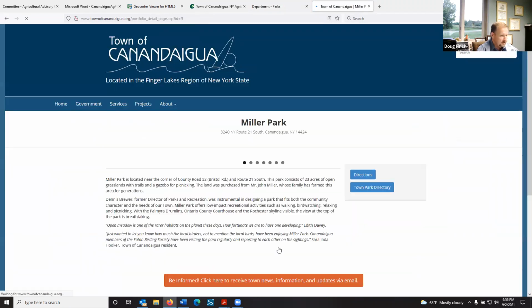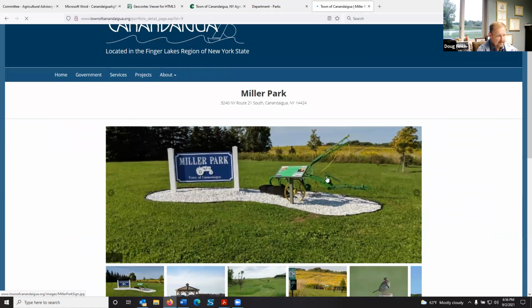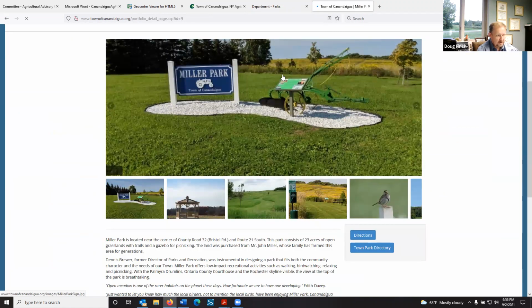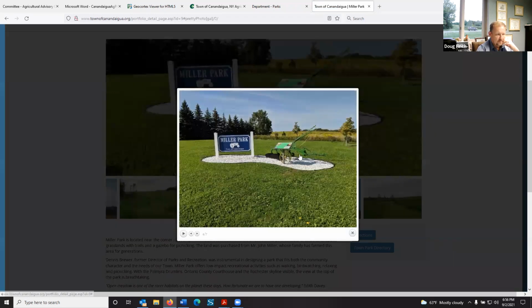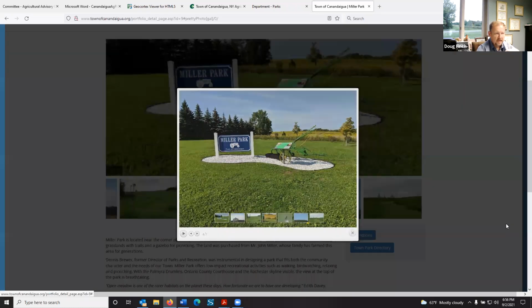Here's Miller Park, and here's one of those signs that I was talking about. These interpretive signs are all throughout the park. There are two signs coming for it: one specifically on the protection, the PDRs, and the other on the history of agriculture for the town. So those are the signs.